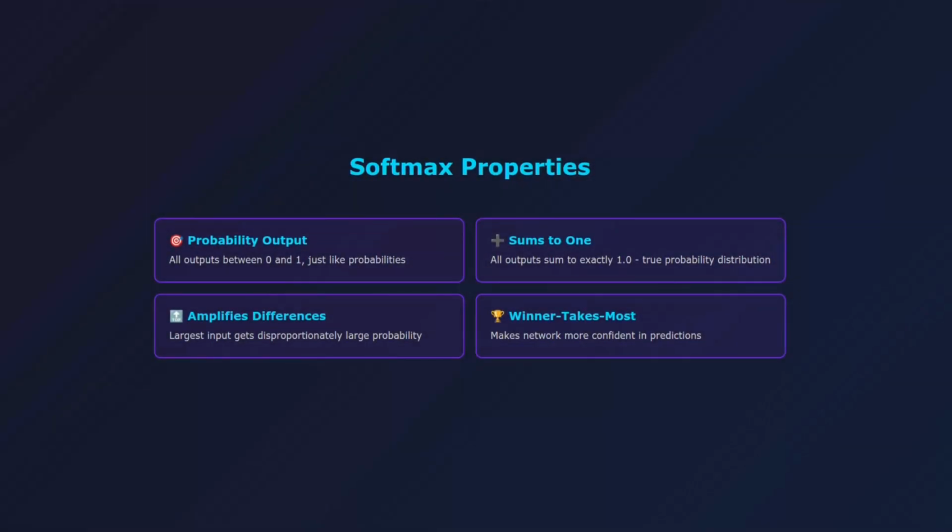Softmax has some powerful properties. First, all outputs are between 0 and 1, just like probabilities. Second, all outputs sum to exactly 1, which means we can interpret them as mutually exclusive probabilities.